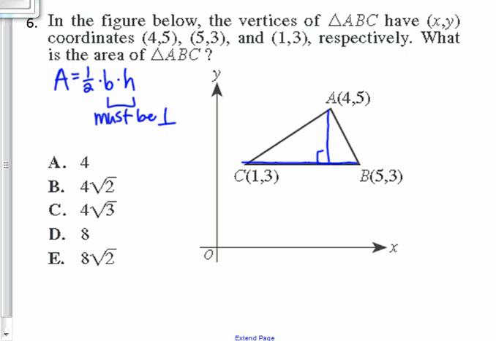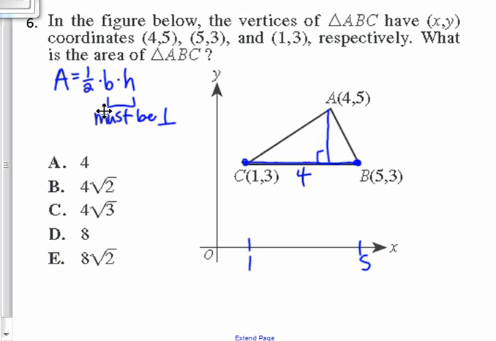So what I'm going to do on my x-axis is mark that this is about 1 unit, because if point C is at (1, 3), then this must be 1. I'm going to do the same thing over here. If this point is at (5, 3), that x-coordinate is 5, so that would be about 5 on the x-axis. So that tells me the change in x for the base is 1 to 5, so it must be 4 units long.